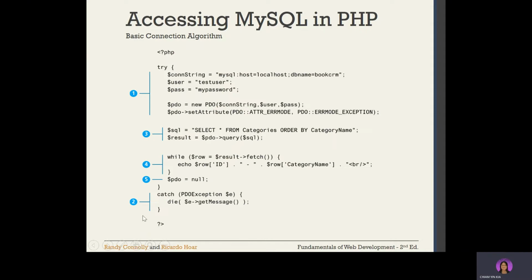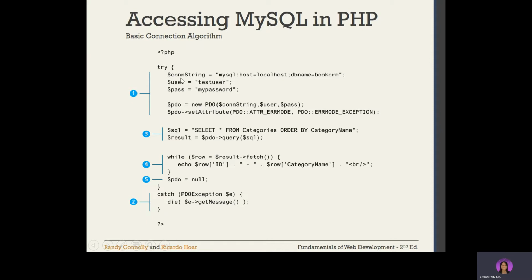This is a very simple code to demonstrate the 5 steps to you. So if you look at this, it is actually a try. We have written it using try catch, because this will help us to handle the error. So this part of the code, number 1, basically refers to the first step, step 1. Step 1 is to connect to the database.